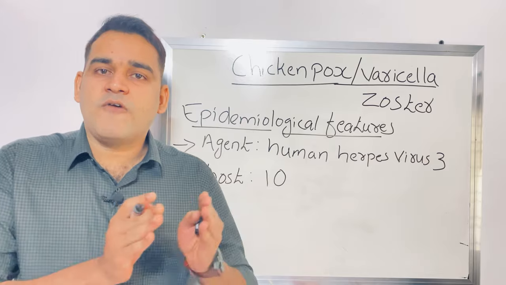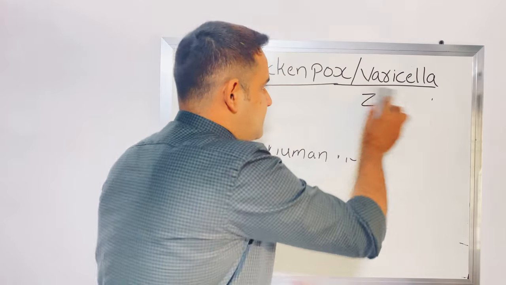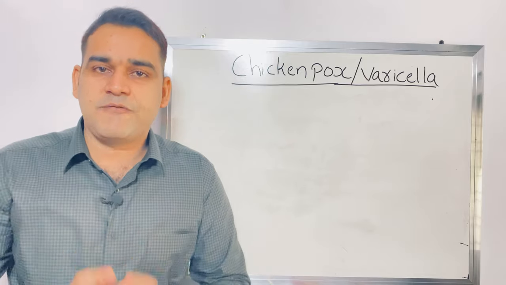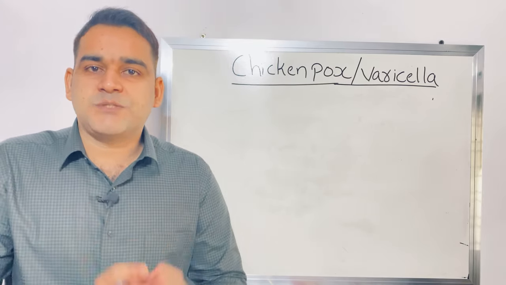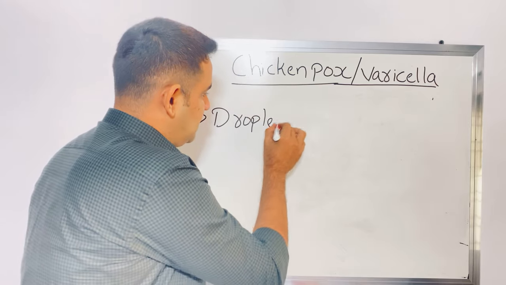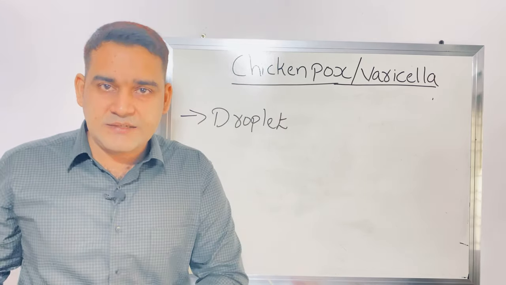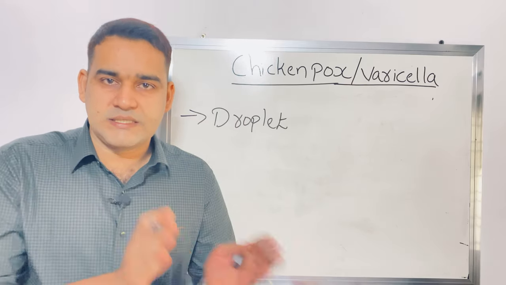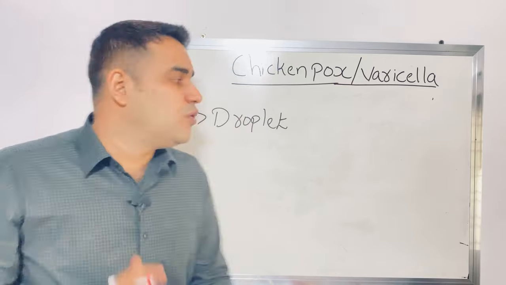Next we can see the mode of transmission of the disease. That is how the disease is transmitted from an infected person to another person. Mainly chickenpox is transmitted from one person to another by droplet infection. That means through coughing and sneezing, the drops come out from an infected person and enter the body of a normal person. It is also transmitted by droplet nuclei.